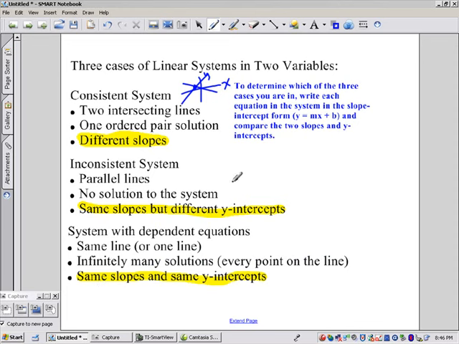So no solution is written as the empty set. The infinitely many is written as a set of (x, y) such that, and then you just write in one of the equations. For a consistent system, you're going to write whatever that single ordered pair is. And to determine which of the cases you're in, you can just put both equations in the system in slope-intercept form and compare the slopes and the y-intercepts, and you would immediately know.